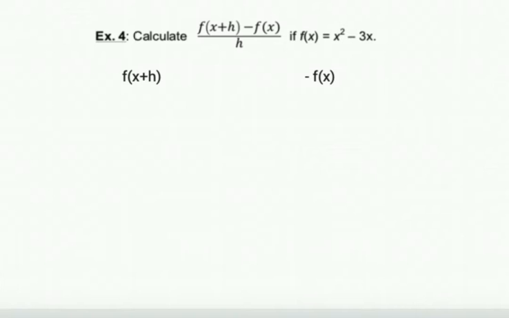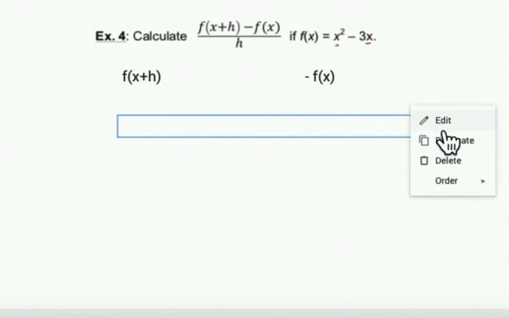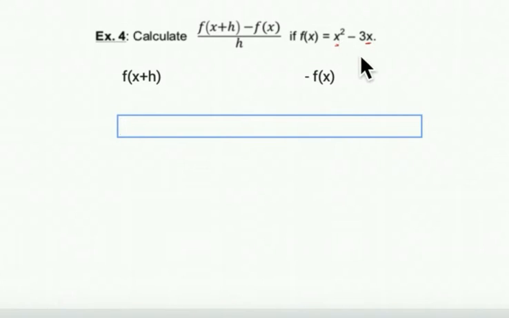Okay, to do example 4, I'm just going to calculate the difference quotient for this particular function right here. And remember how we did it using linear functions. This is not a linear function, so I won't end up with just a number or the slope here. What I did was I replaced every x in the function with x plus h. So what I'll have here is f of x plus h: replace this x with x plus h, and replace this x with x plus h. So I'll have x plus h squared.